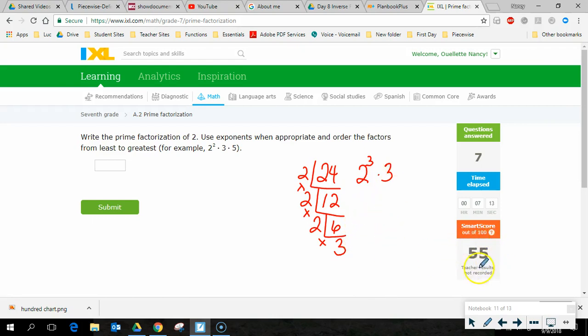But we were all the way up to a SMART score of 55 anyway, so we were getting up to what I consider proficiency, which is the 80 SMART score. So hope this helped. Let me know if you have any questions. You can comment on my video if you have questions or comments.